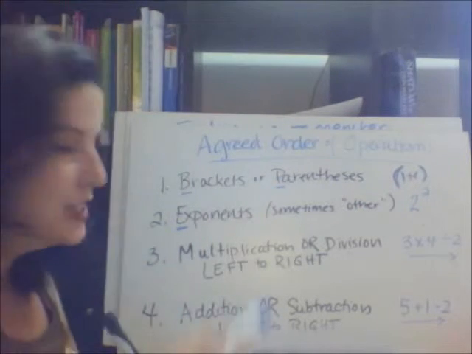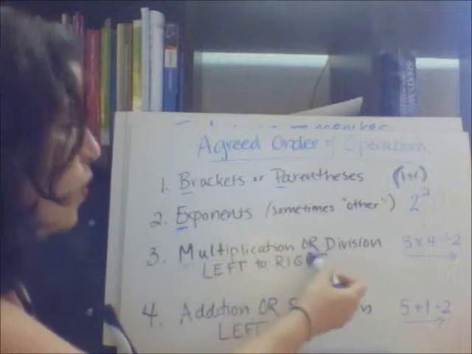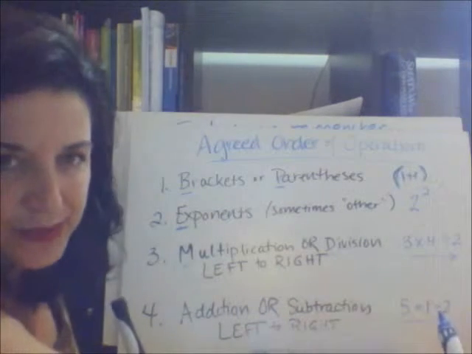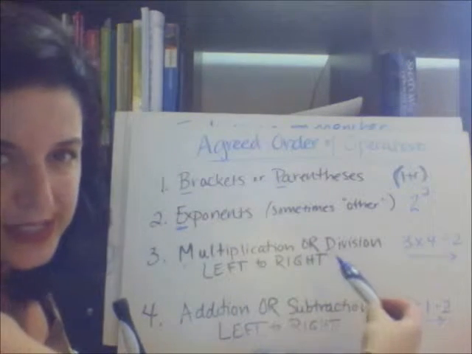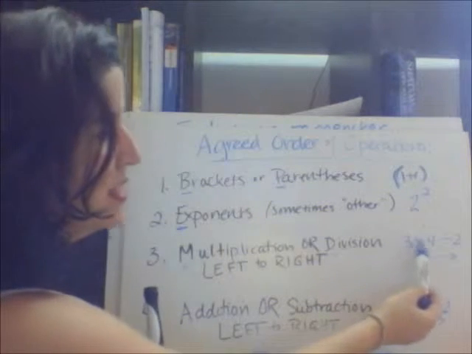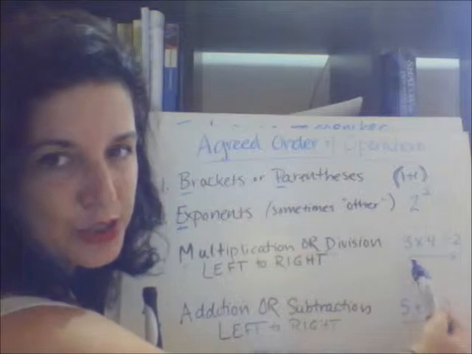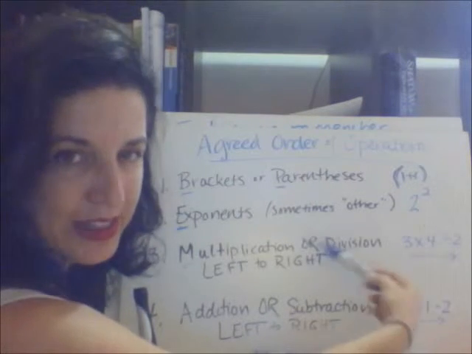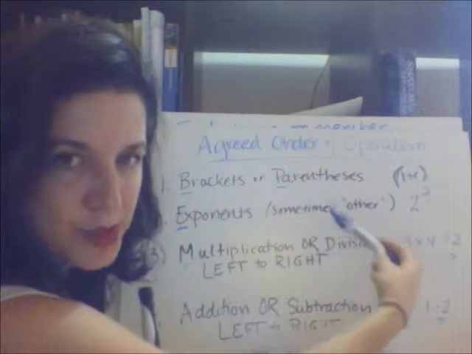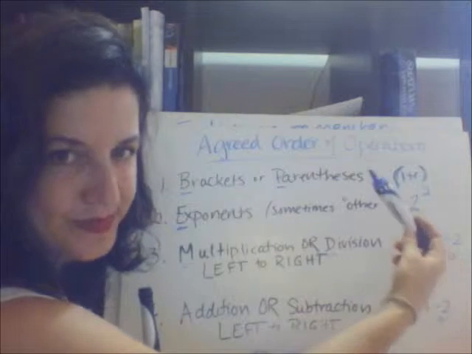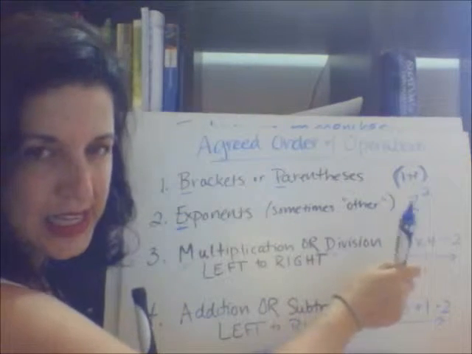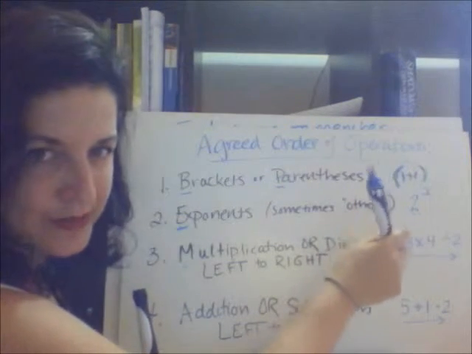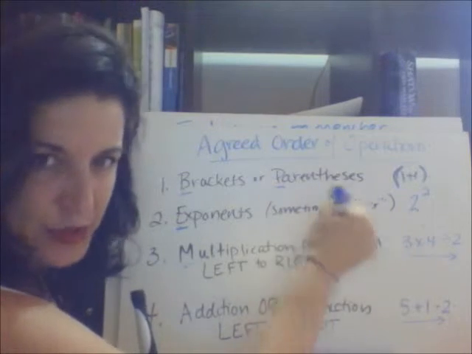Then third, you're going to do multiplication or division, and you're doing it from left to right. So if there's 3 times 4 divided by 2, you do the 3 times 4 first, and then divide by 2 next. You go left to right, whichever comes first, multiplication or division. A lot of people mess that up, thinking it has to be one and then the other.